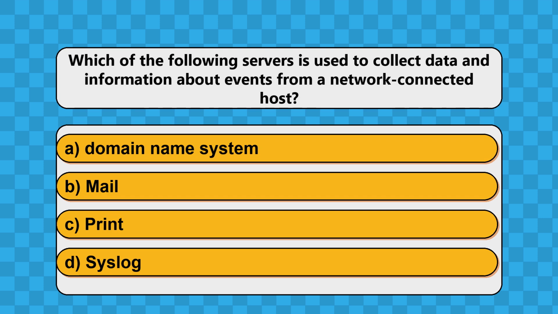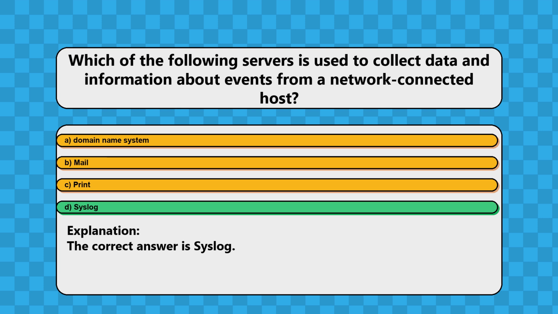Question 13. Which of the following servers is used to collect data and information about events from a network-connected host? Option A, Domain Name System. Option B, Mail. Option C, Print. Option D, syslog. The correct answer is option D, syslog.